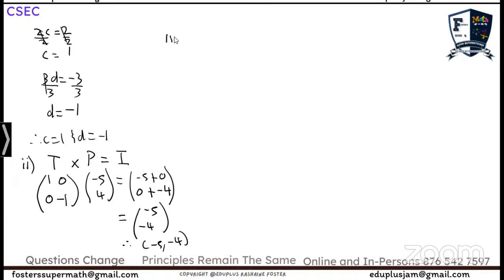All right. Question 3. The final one, and this is where a lot of persons mess up as well here, because it says describe the transformation T fully, and that means that you're supposed to be using words now. So when you describe the transformation fully, you're going to be using words. So what type of transformation was it?